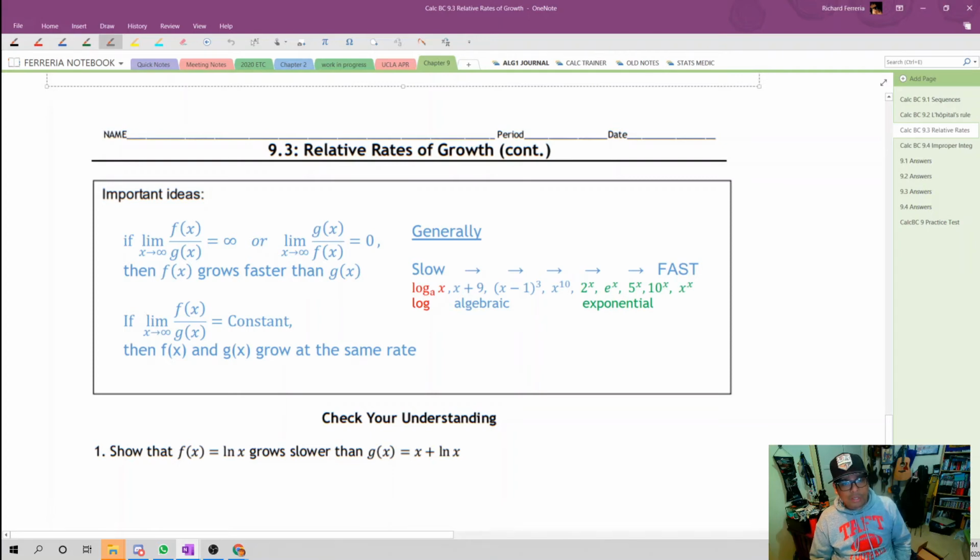So 2 to the x is going to grow faster than e to the, other way around. e to the x is going to grow faster than 2 to the x because e is bigger than 2. 5 is bigger than e, 10 is bigger than 5, and x at a certain point will be bigger than 10. So x to the x usually is one of the fastest functions we're going to have out there.